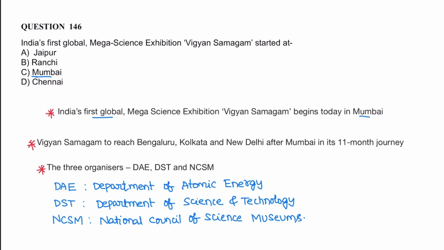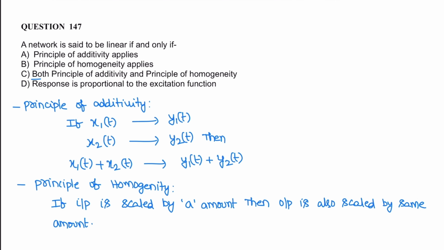Next, a network is said to be linear if and only if. A linear network satisfies the principle of homogeneity as well as the principle of additivity. Both principles must be satisfied. The principle of additivity: if input x1(t) produces output y1(t), and input x2(t) produces output y2(t), then the combined input x1(t) plus x2(t) produces the output y1(t) plus y2(t).